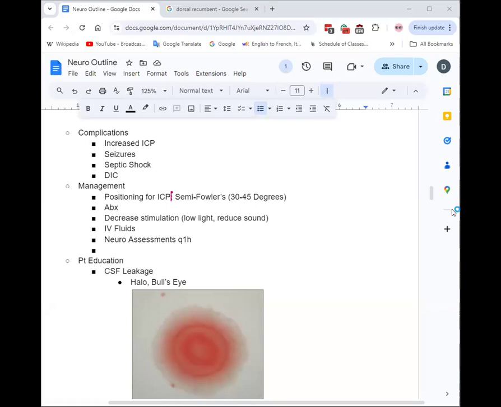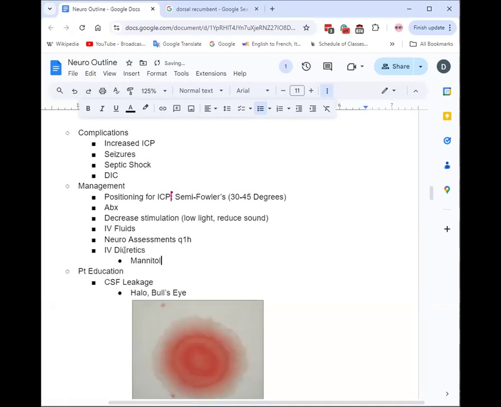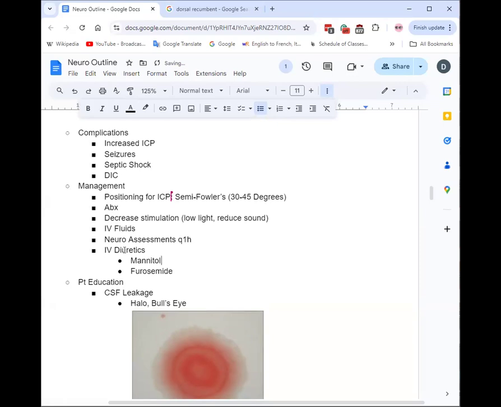Yeah, you guys were specifically told mannitol and furosemide. Diuretics: mannitol is one of your main ones there. Furosemide was also mentioned in your guys' PowerPoint. Mannitol is probably your number one.